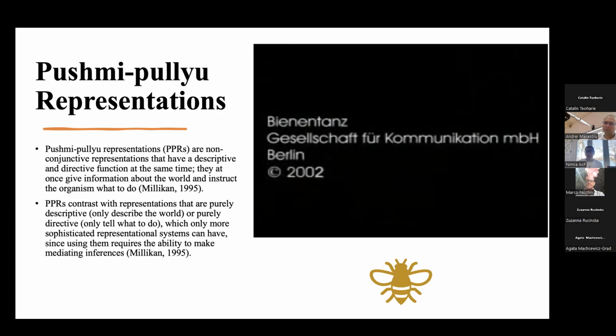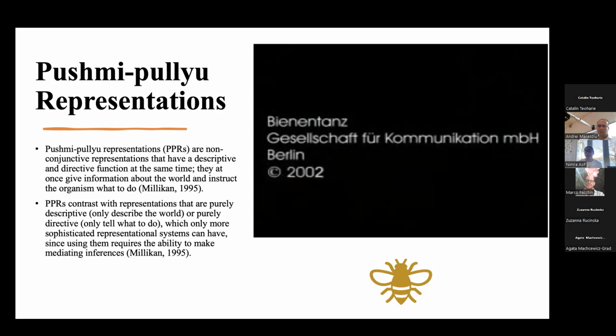To emphasize, PPRs are non-conjunctive representations, and they're supposed to contrast with representations that are purely descriptive, that only describe the world, and representations that are purely directive. They only tell you what to do. So with these representations, the representer, the animal or human that's using them, has to combine them with other representations in order to result in action.